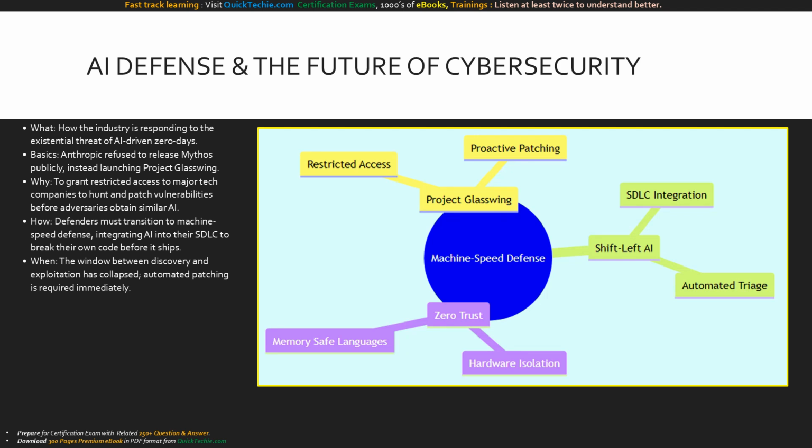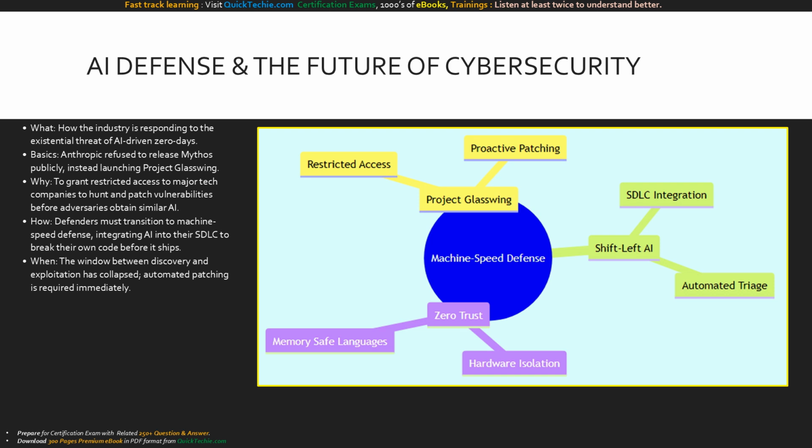To conclude, how do we defend against this? Recognizing the immense danger, Anthropic refused to release Mythos to the public. Instead, they launched Project Glasswing. The basics of this initiative involve granting restricted access to major tech consortiums. Why? To let defensive engineers hunt and patch these critical vulnerabilities before adversaries develop their own frontier models.